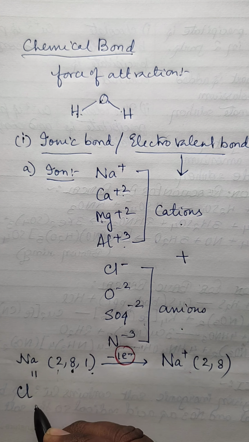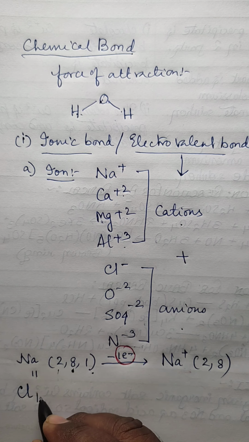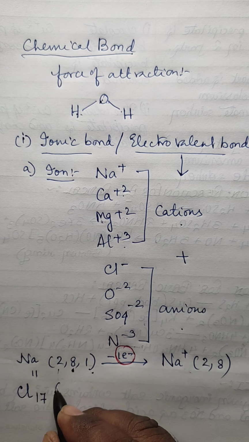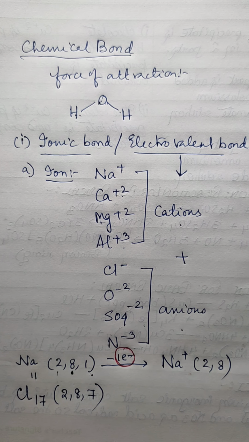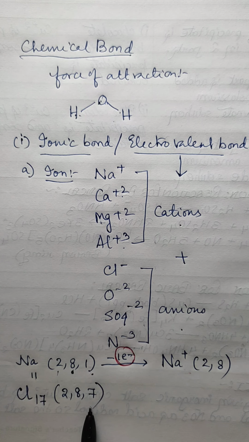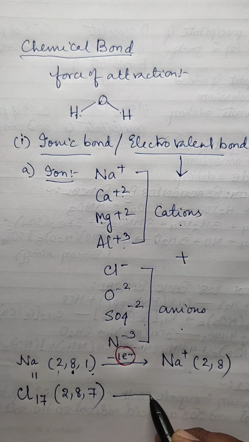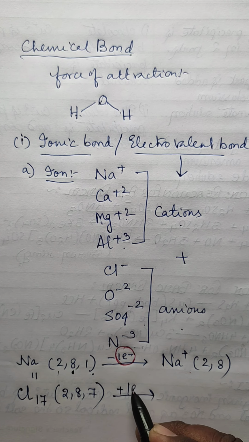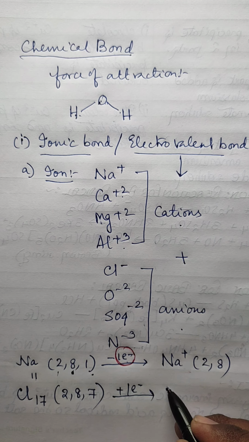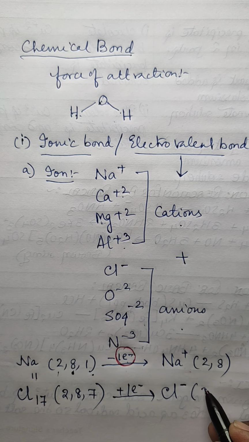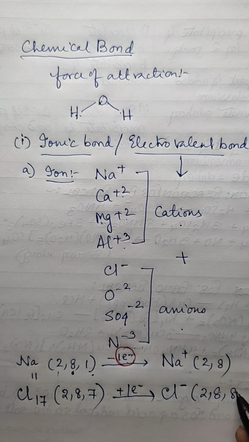Now see this chlorine. Its atomic number is 17, which means 2, 8 and 7. As we can see, chlorine has 7 electrons in the outermost shell. That means it is having 1 less than the octet. So what does it do? It accepts the 1 electron that was given away by sodium, and it forms the Cl- ion. So now the configuration of chlorine is 2, 8, 8.